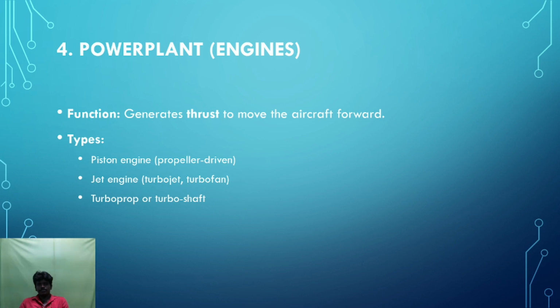Then the fourth one, very important, is the power plant, that means engines. It creates thrust to move the aircraft forward. Types: piston engine, that means propeller driven. Then jet engine: turbojet, turbofan. The third one is turboprop or turboshaft.